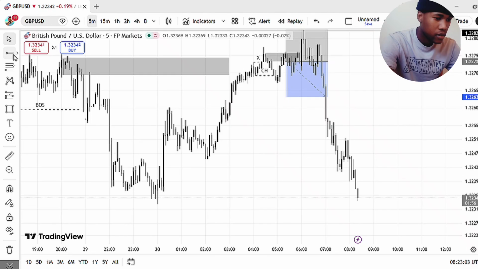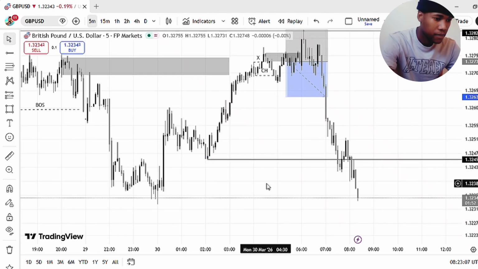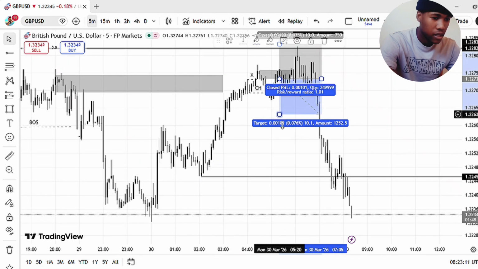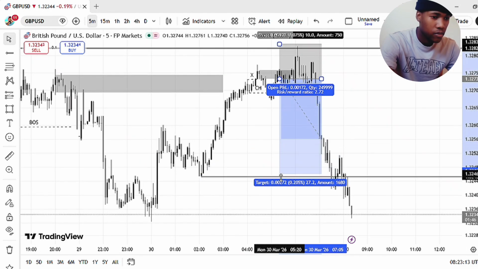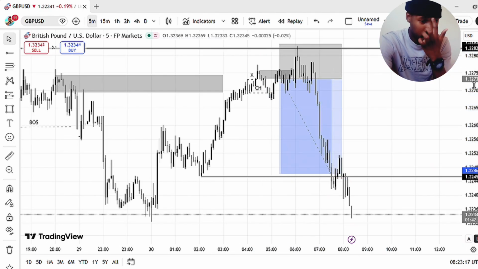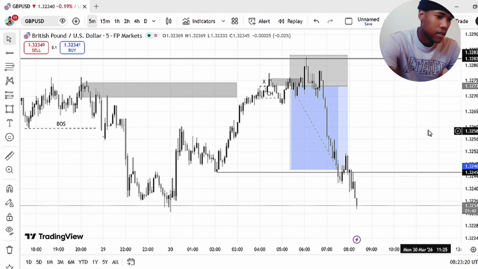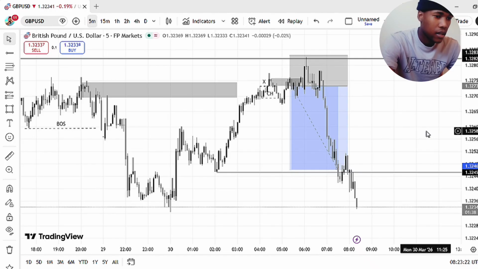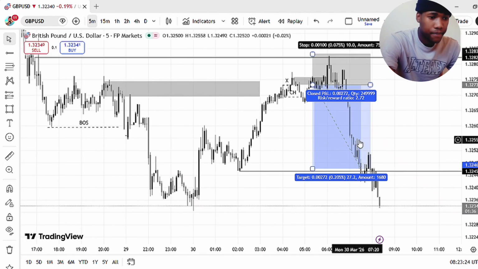So my take profits, I took all the way down here to this small demand area right here. And this is what happened, guys. I actually won this trade. It was a really good trade. I think it lasted for about 20 minutes.